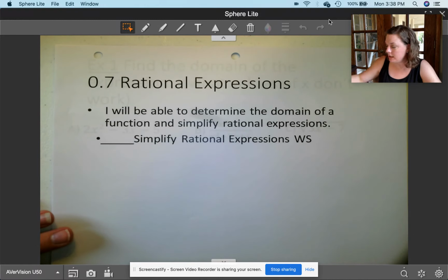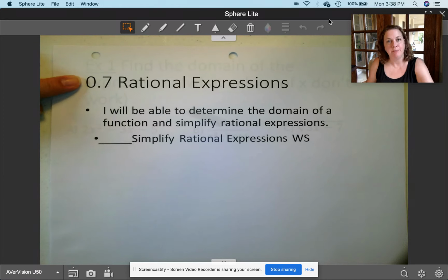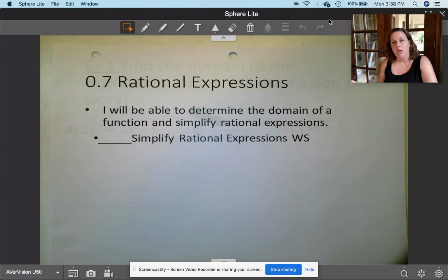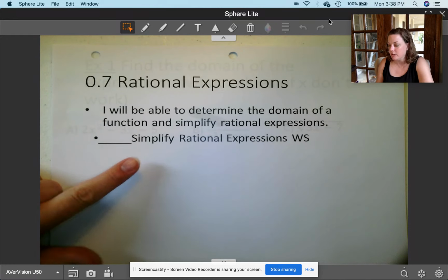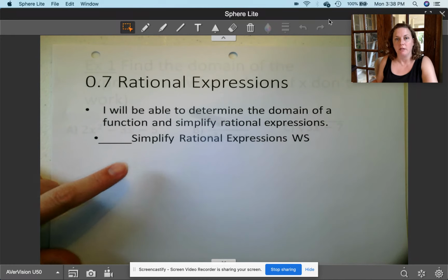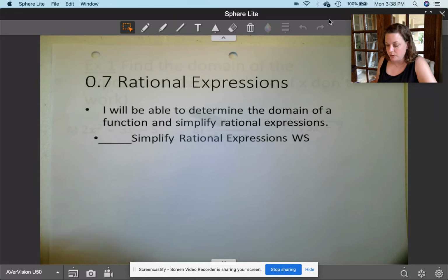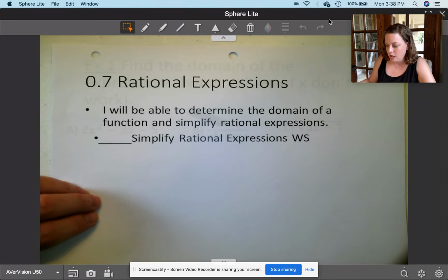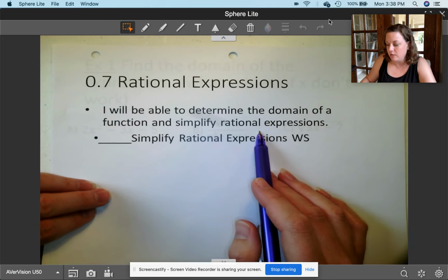Okay, these are the notes for lesson 0.7, and we are looking at rational expressions today. You have a simplifying rational expressions worksheet that you'll need to complete and turn in on Student View when you're done, hopefully before Sunday, as soon as possible really. So this is simplifying rational expressions.